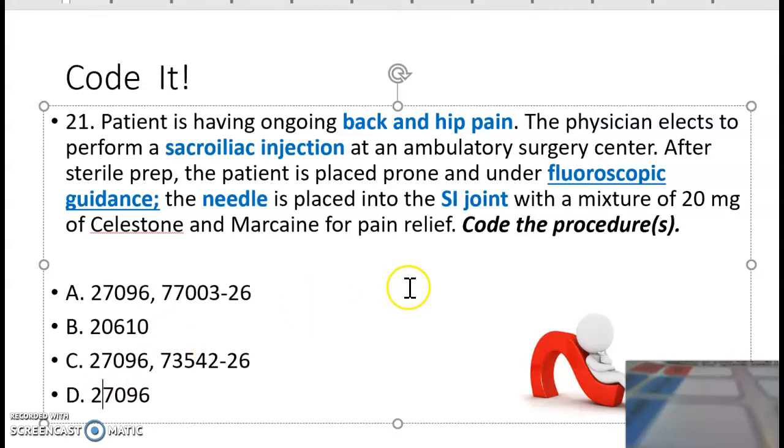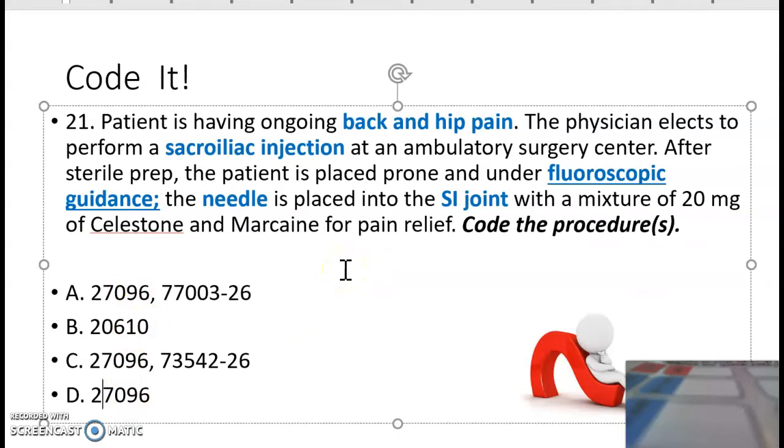So the first thing I do is read the question. What are they asking me to find? It's procedure or procedures, meaning I could have one choice or two choices. And you can see they're all 20,000 codes, so I definitely have to make sure I look into all of them.